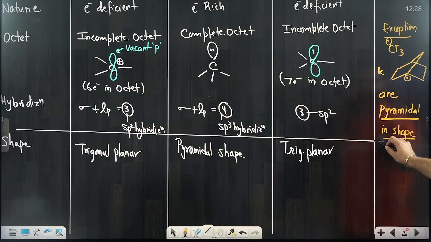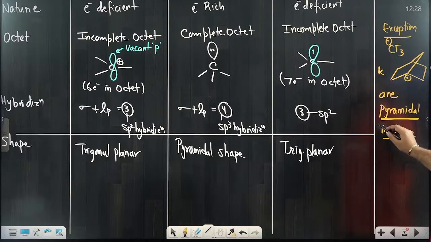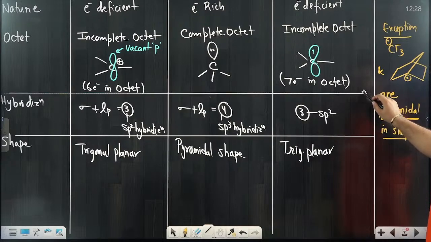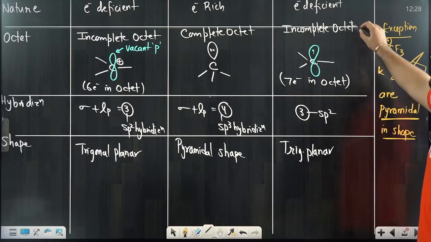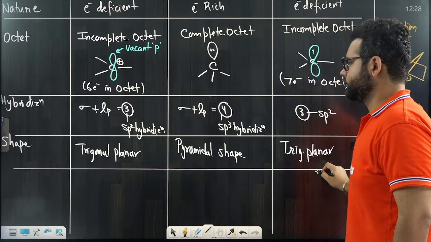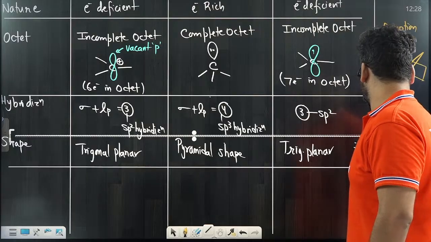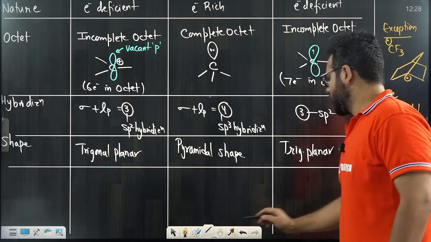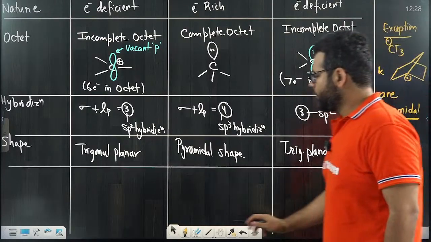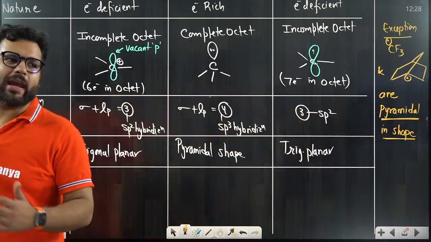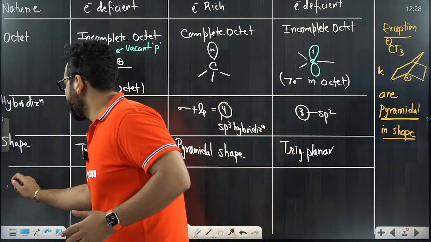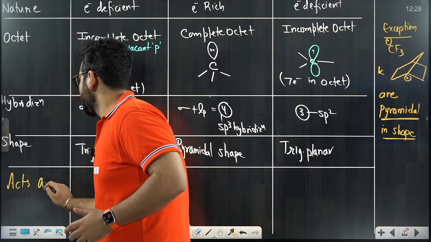So shape is done, hybridization is done, exception is done, nature is done. Okay, what else should we know? We should know now how they act. So next point you can write: acts as.